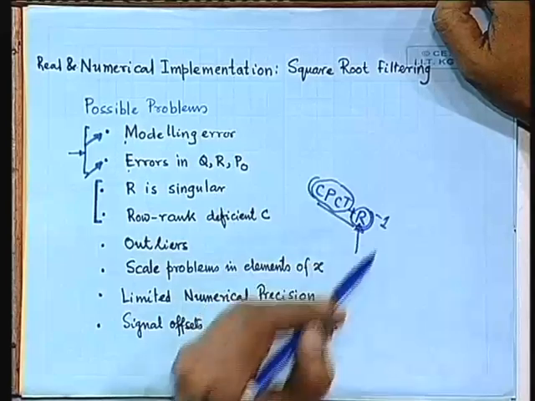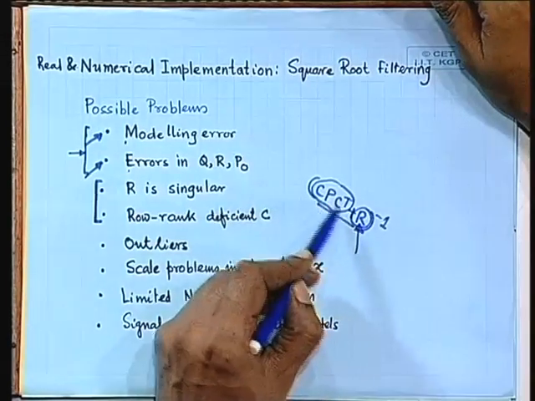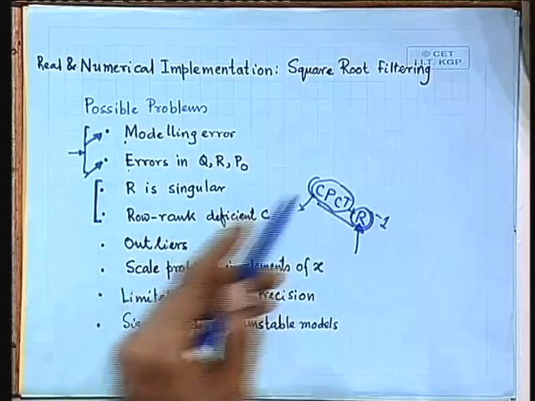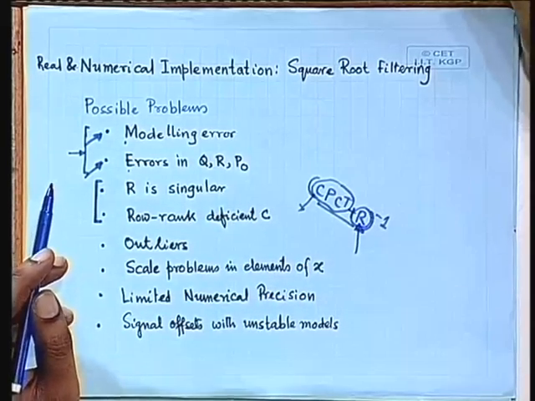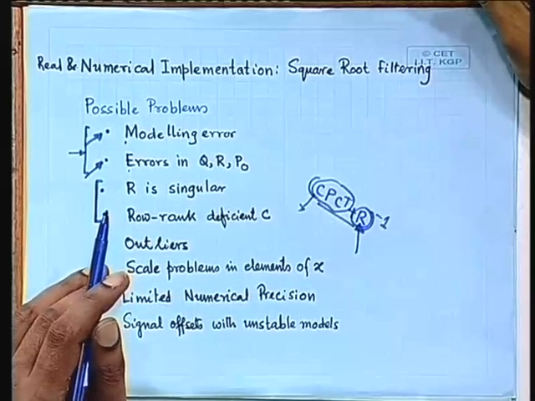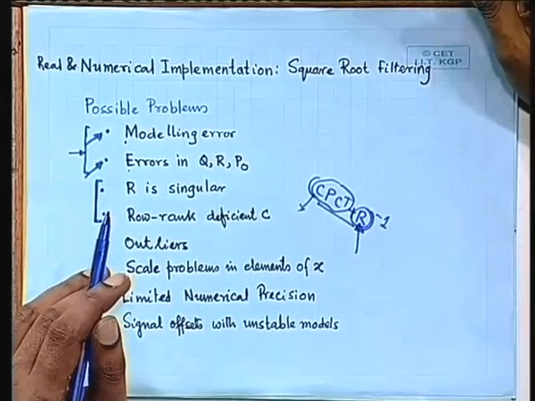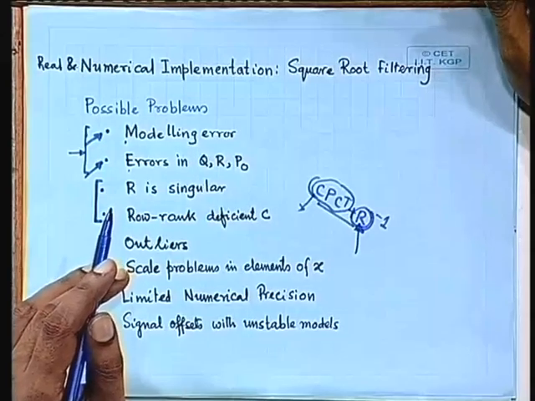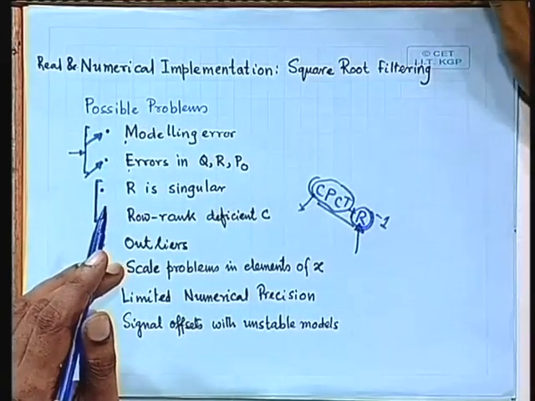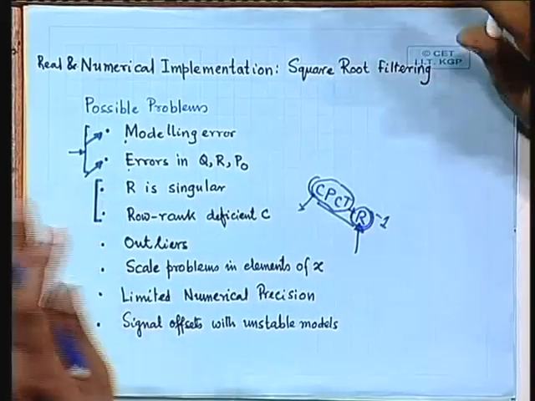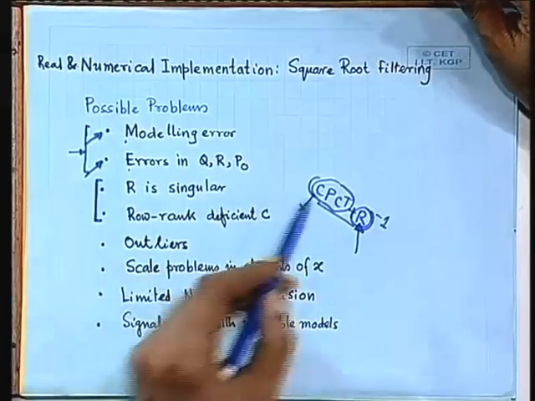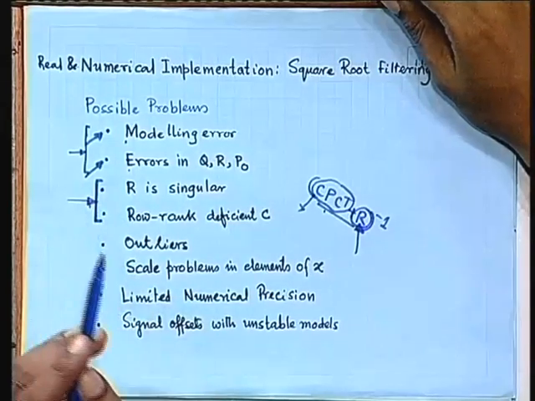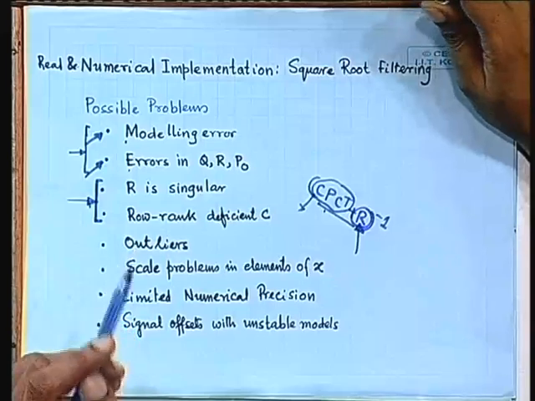So if R is nearly singular, or if CPC transpose is singular. Now CPC transpose will definitely be singular if C does not have full row rank. That is, all the rows of C are not independent, which means that you are using a third measurement which is really redundant, because the third measurement you can always generate by taking suitable sums of the other two measurements. In that case you should delete the third measurement, not use it, because this might lead to singularities. So these two can give you numerical problems of non-invertibility of matrices.